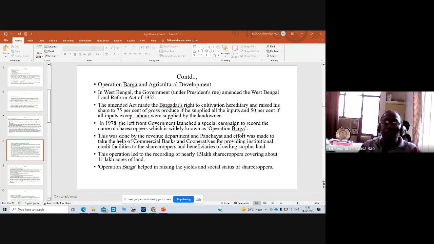Then, beneficiaries of ceiling surplus land, because I have already told you in West Bengal the sharecropping system was also there, that has grown up to 75% also. That is one of the basic factors which Operation Barga has given such scope to them. This operation led to the recording of nearly 15 lakh sharecroppers covering about 11 lakh acres of land. So that many people have been recorded under this scheme.